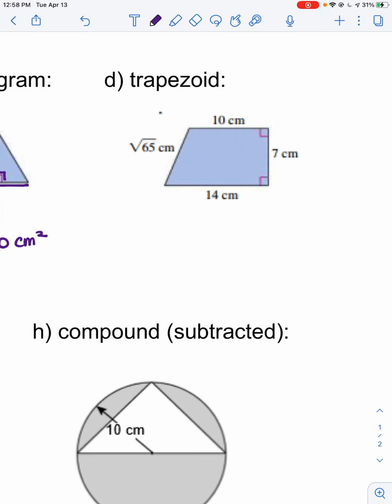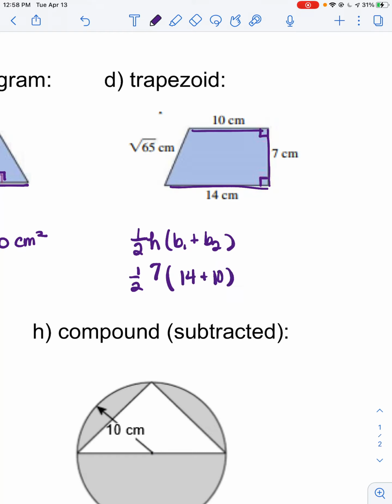What's the formula for a trapezoid? Well, this is 1/2 height times the sum of base 1 plus base 2. So here, the height again is the line that makes the right angles with my bases. So my height is 7. My bases are 14 and 10. When I do this math, 14 plus 10 gives me 24. Half of 24 is 12. 12 times 7. That's where I'm getting the 84 centimeters squared.